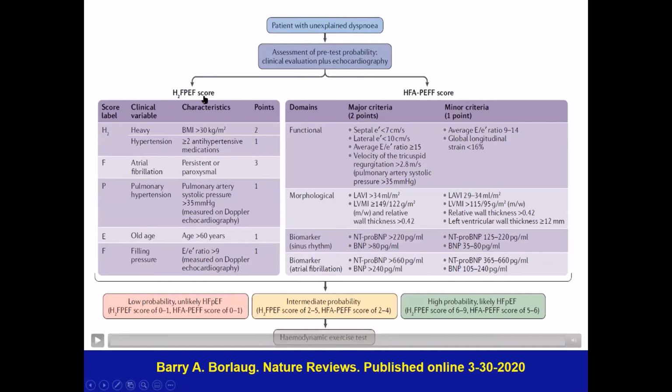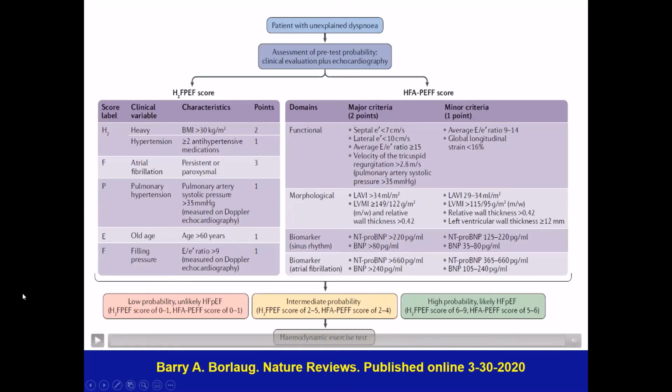So on the H2FPEF score, if your BMI is over 30, you get 2 points, hypertension, 1 point, and you should be on 2 medications. Atrial fibrillation, 3 points, pulmonary hypertension, 1, old age over 61, and filling pressures on the echocardiogram, 1. So imagine if you have a young patient, 20 or 30 or 40, whatever age, and their BMI is more than 30. They are already in the intermediate probability for heart failure with preserved EF.